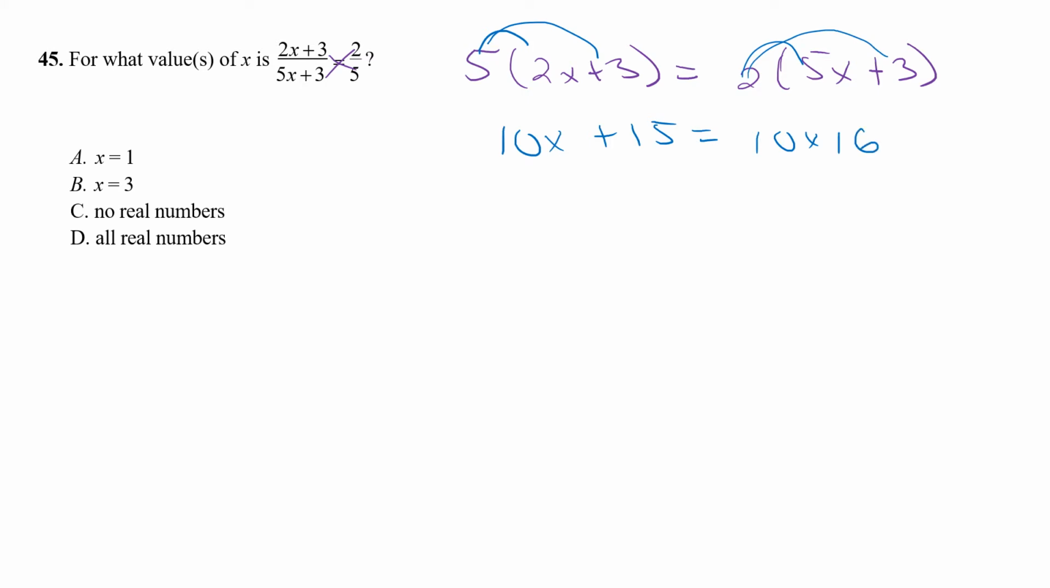Combining my like terms, I'm subtracting 10x from both sides, and we're noticing that 10x minus 10x is 0. That cancels out. This would also cancel out on my right-hand side. I'm left with 15 is equal to 6. That is never true. 15 can never be equal to 6. So the solution to this equation is that there is no solution. So there are no real numbers for the solution for this equation.